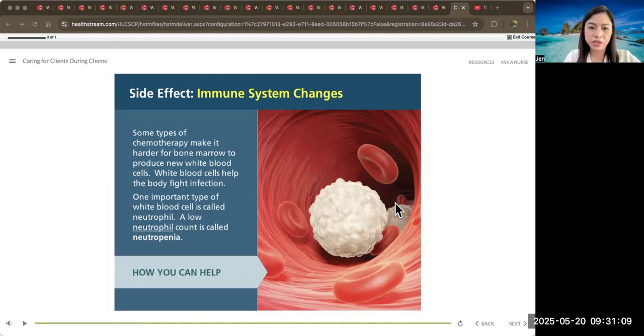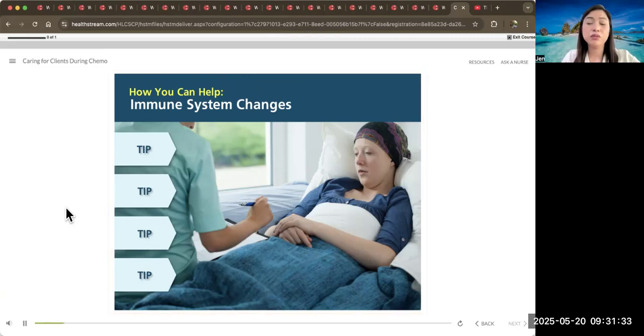Immune system changes. Some types of chemotherapy make it harder for bone marrow to produce new white blood cells. White blood cells help the body fight infection. One important type of white blood cell is called neutrophil. A low neutrophil count is called neutropenia. So this is very common. Almost all the chemotherapy patients that I have here experience neutropenia, but it's okay because it's normal. It's an expected side effect of chemotherapy treatment.